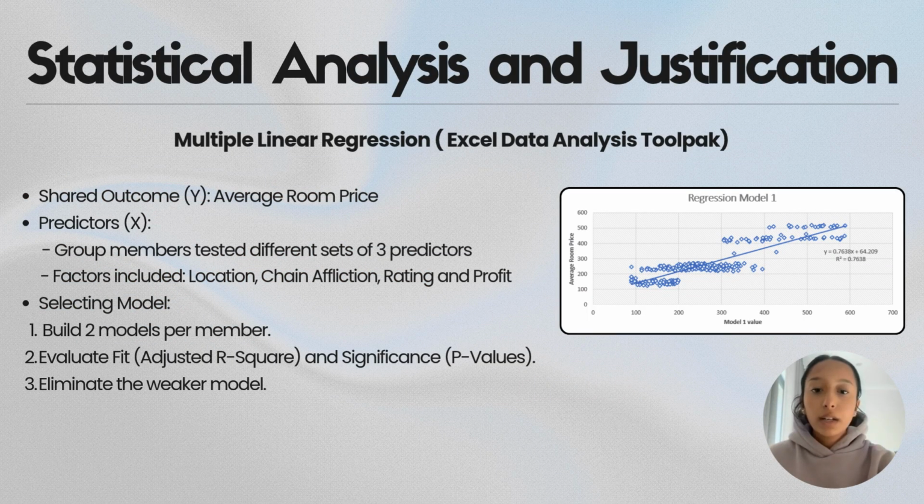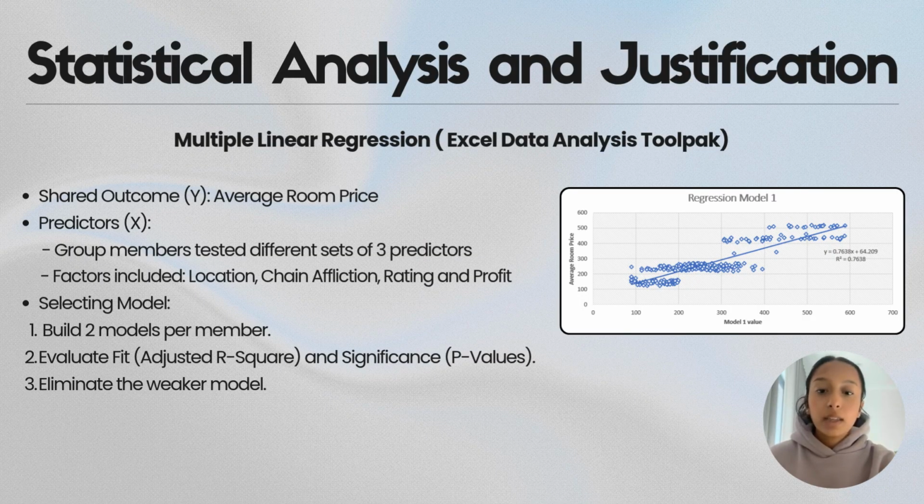For our statistical analysis, our group used multiple linear regression as our primary tool. We chose this method because hotel pricing is influenced by a wide variety of factors at once. To find the most accurate drivers of price, each member of our group tested different sets of variables. Our group strategy was standardized. Each member built 2 models, each containing 3 unique predictors.